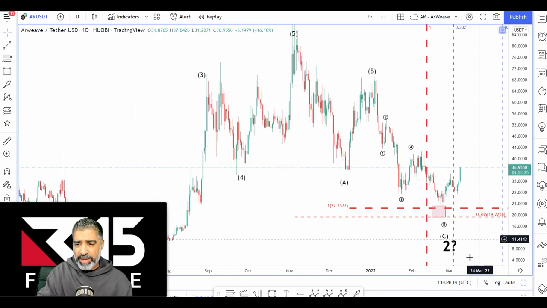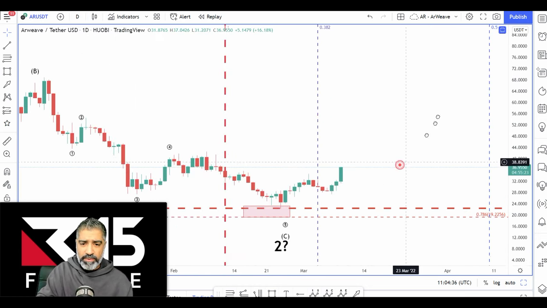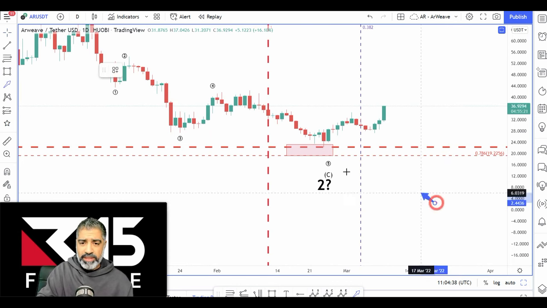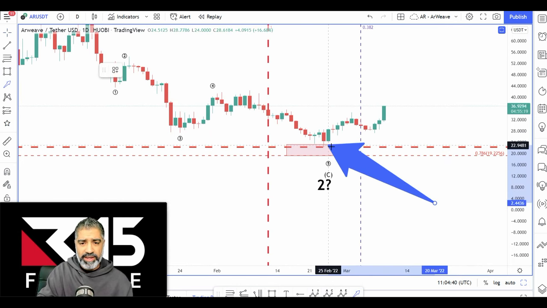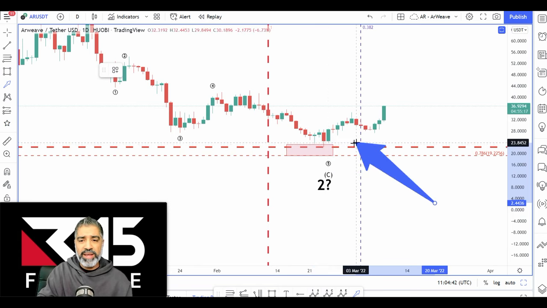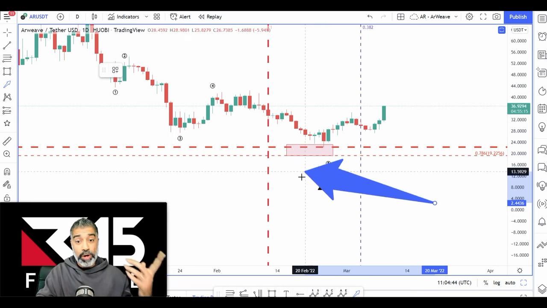And what you'll see, almost like magic, in advance, we projected that the price was likely to get to this zone. And look, it entered this zone within this time band as well. So I highly encourage you to watch the last video.